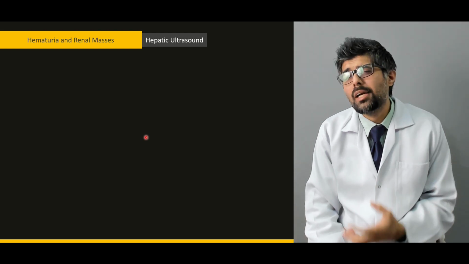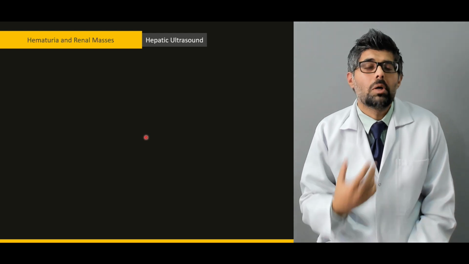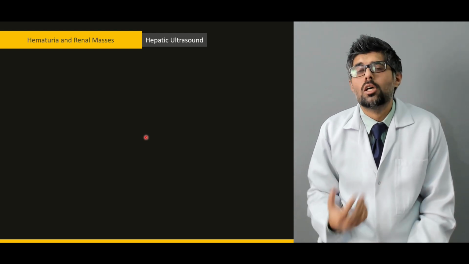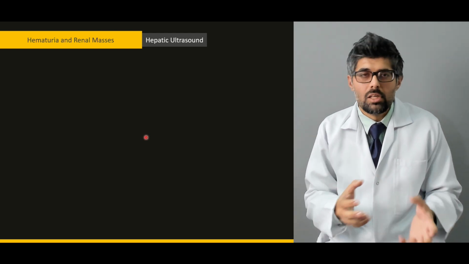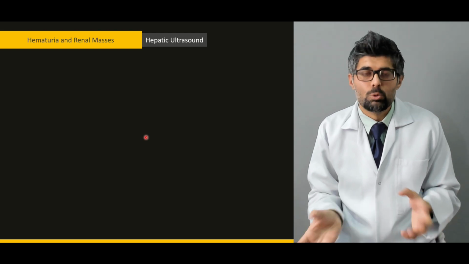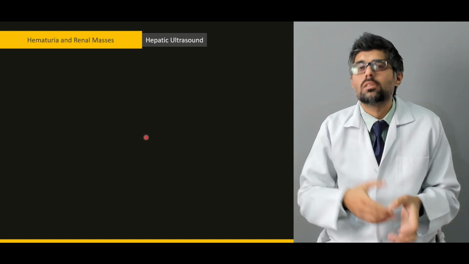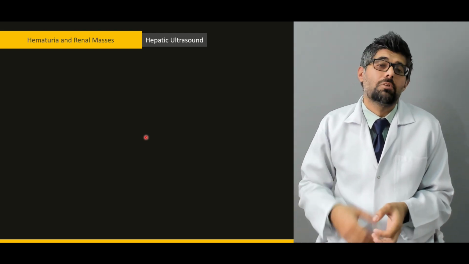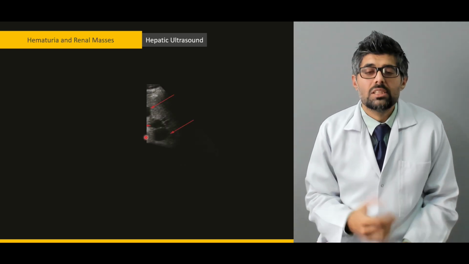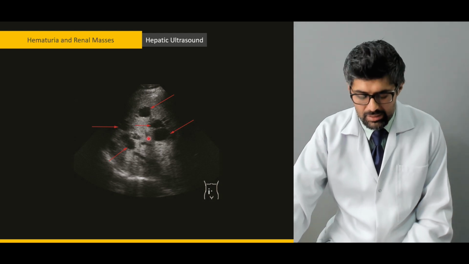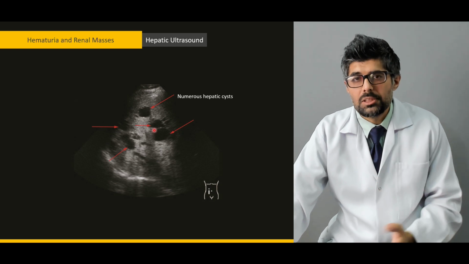Now, whenever we find renal cysts, especially the complex or multiple renal cysts, they are usually accompanied by hepatic cysts. They always have a direct proportional relationship to each other. Whenever you find hepatic cysts, there are usually renal cysts, and whenever there are renal cysts, we find hepatic cysts. Now, this is an example of hepatic cysts due to cysts in the kidneys.